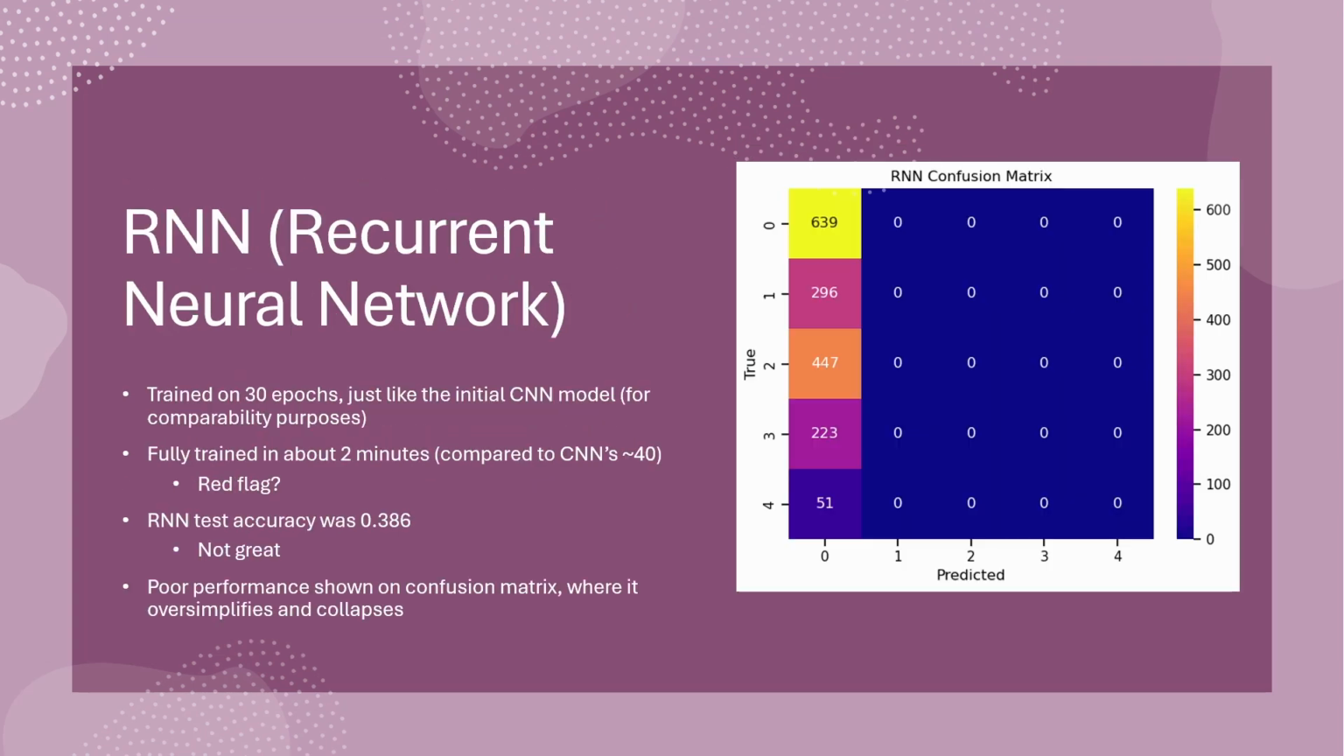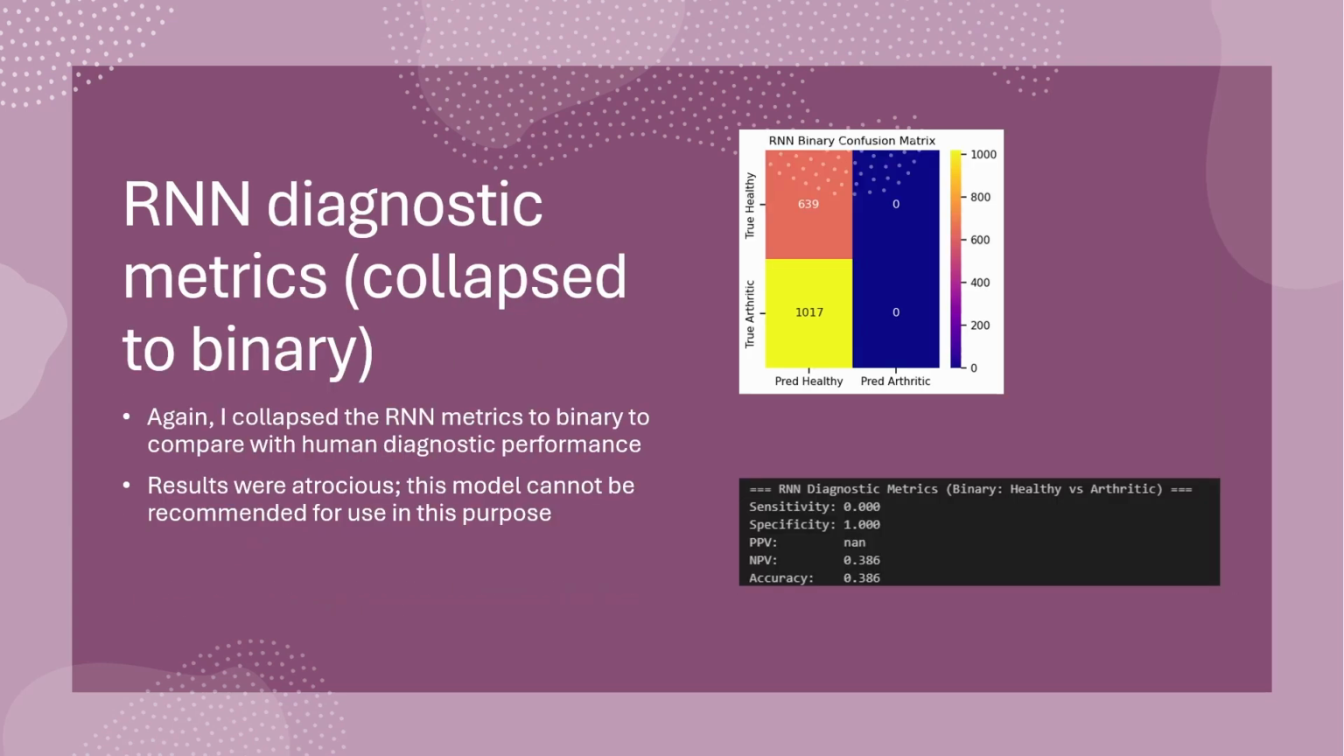So for this initial CNN model, this is what we've got going on. And then I did a recurrent neural network model as well. It fully trained in only about 2 minutes, which was a massive red flag. Looking at this heat map, you can see that it created a trivial classification where it dumped everything into one, mostly incorrect, category. So it's not great for this purpose. I did still collapse it to binary so that I could compare it on the off chance that when collapsed it compares to humans. Probably will not, because the PPV is undefined, but just to have the data.